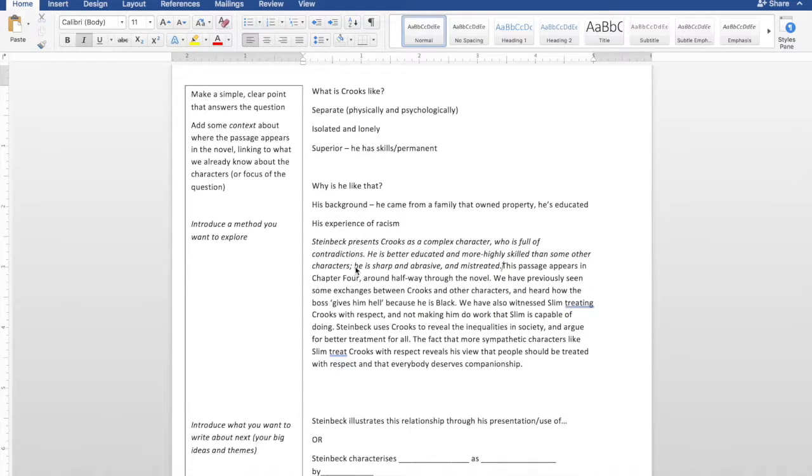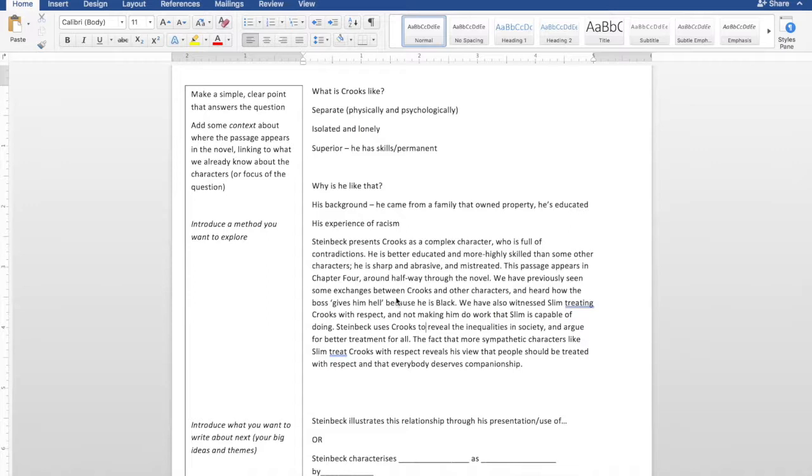So what does this introduction look like altogether? Steinbeck presents Crooks as a complex character who is full of contradictions. He is better educated and more highly skilled than some other characters. He is sharp and abrasive and mistreated. This passage appears in chapter 4, around halfway through the novel.